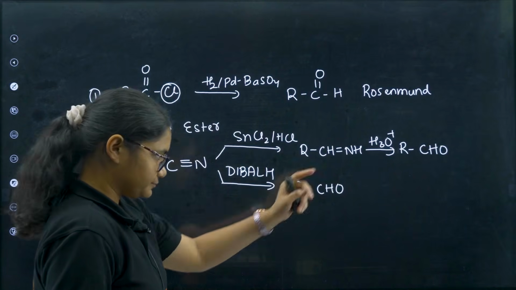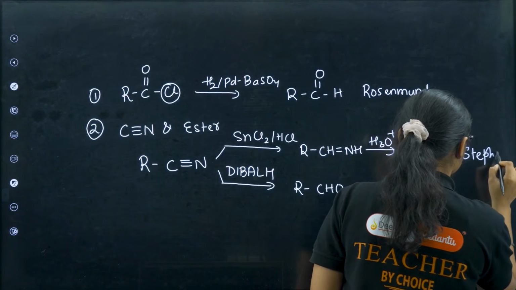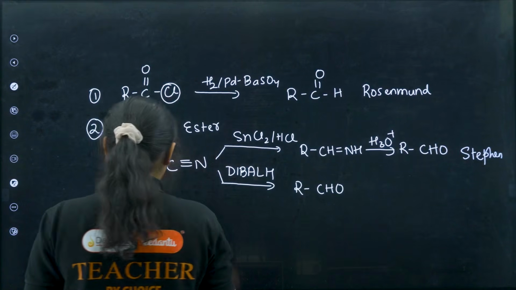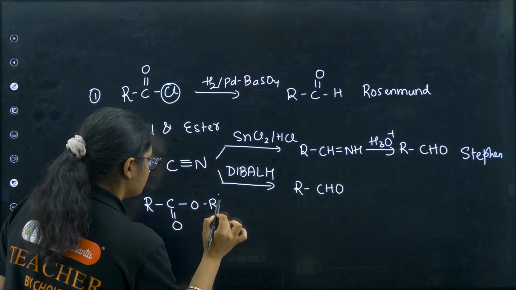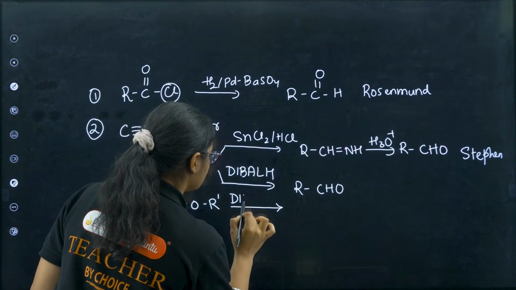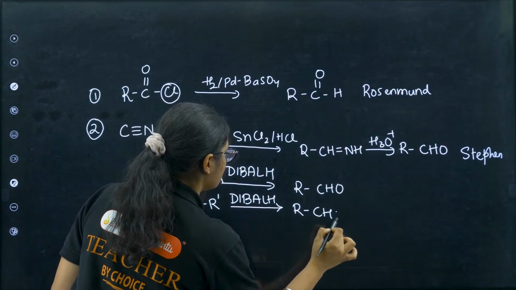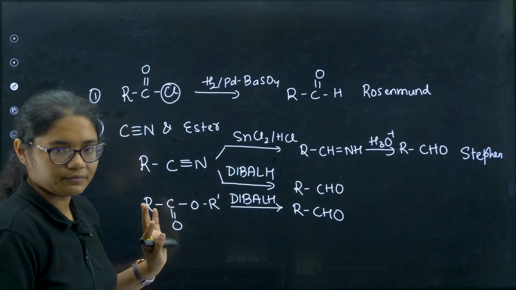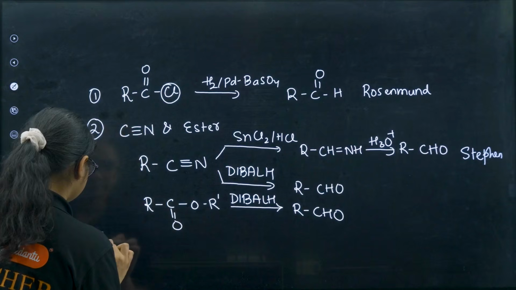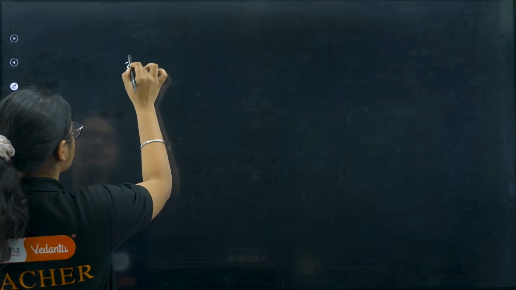If you treat it with DIBAL-H, here also you will get RCHO. Now this one is called the Stephen reduction. Now if you have an ester group and you treat it with DIBAL-H, you will get RCHO again. This is done. Fine, 1 and 2 are over. Now coming to the third method.